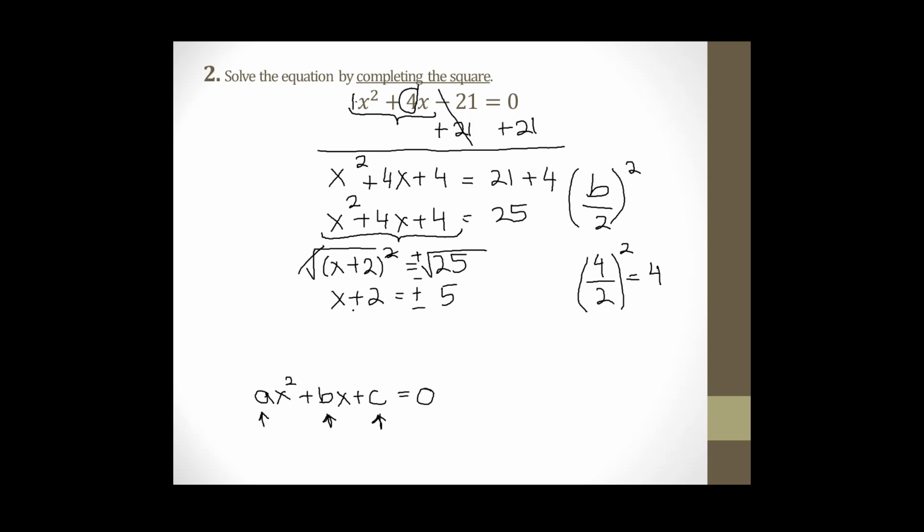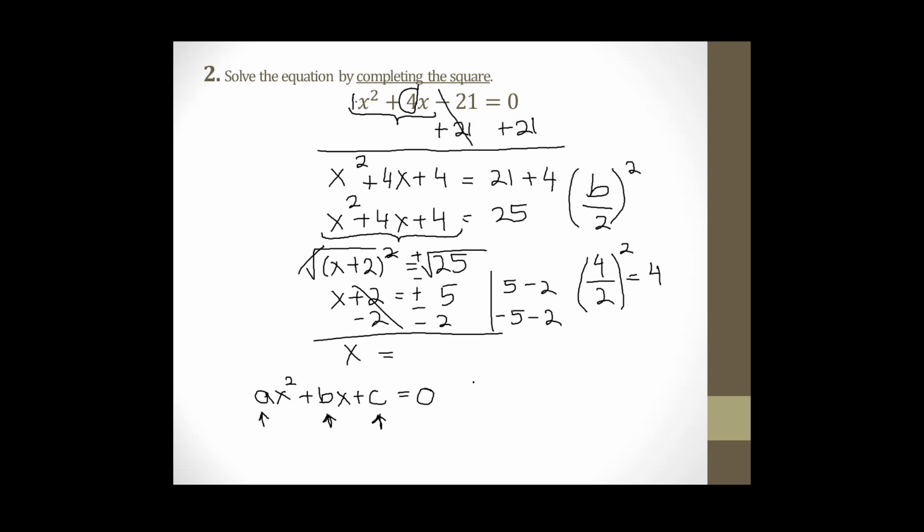So the goal is to get x by itself. I have to move the 2 over. I'm going to subtract 2 from both sides. So x is left. And over here, remember, you have 2 different versions of the answer, which means one time we're going to have a positive 5 minus a 2, and then we're going to have the version of a negative 5 minus a 2.